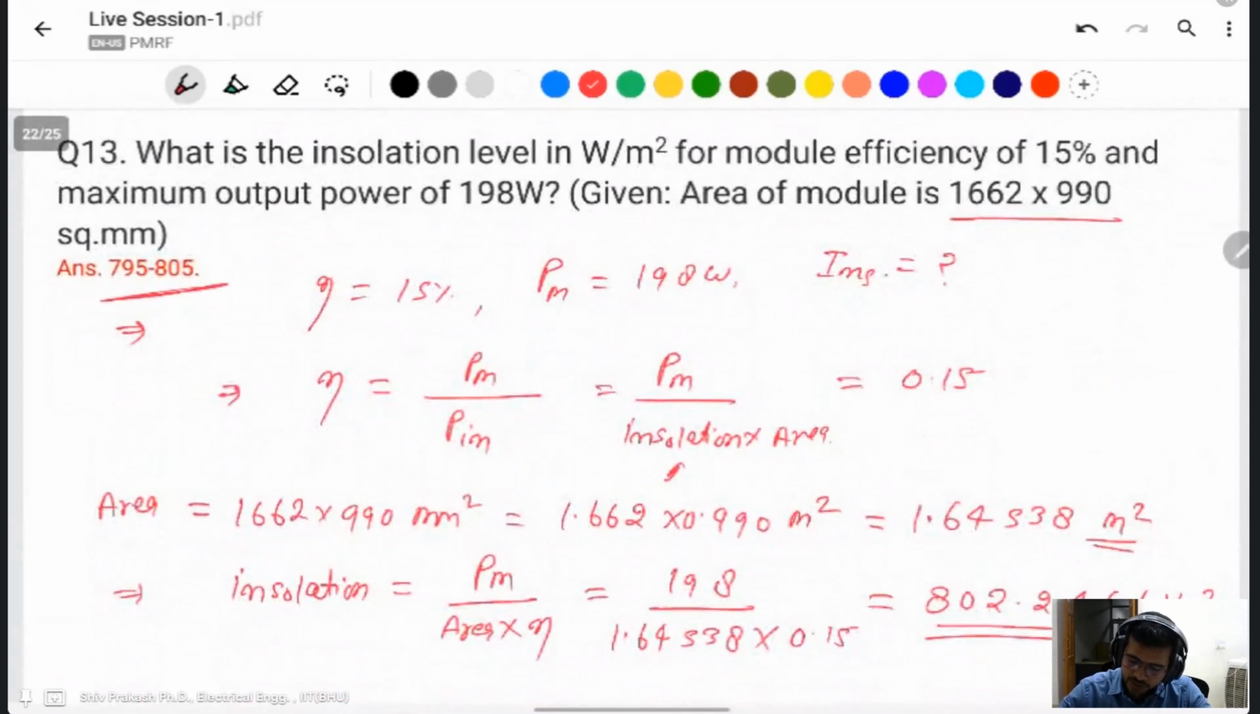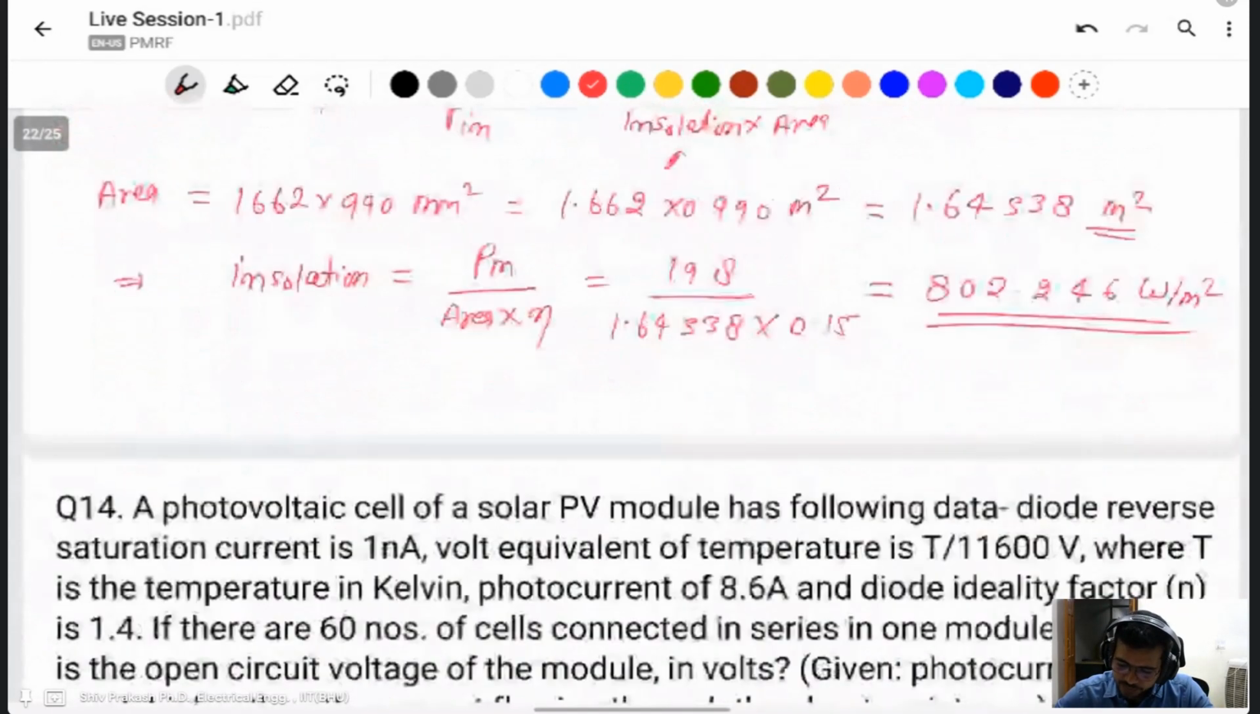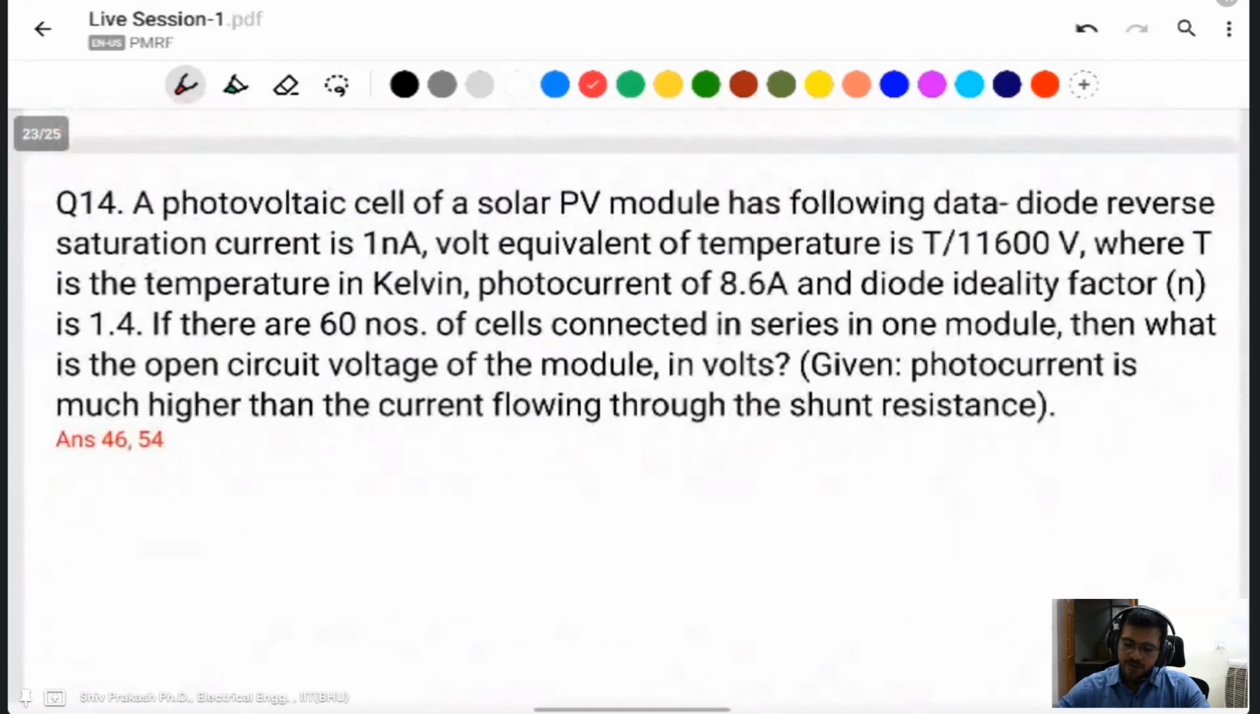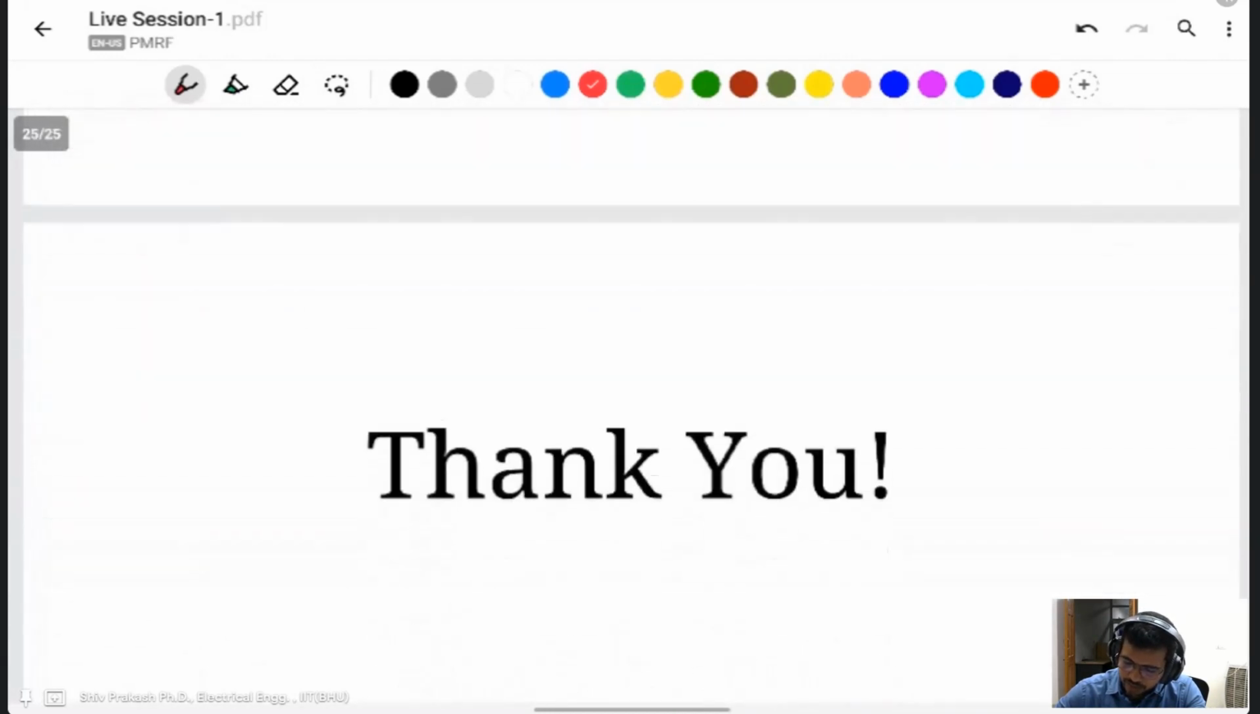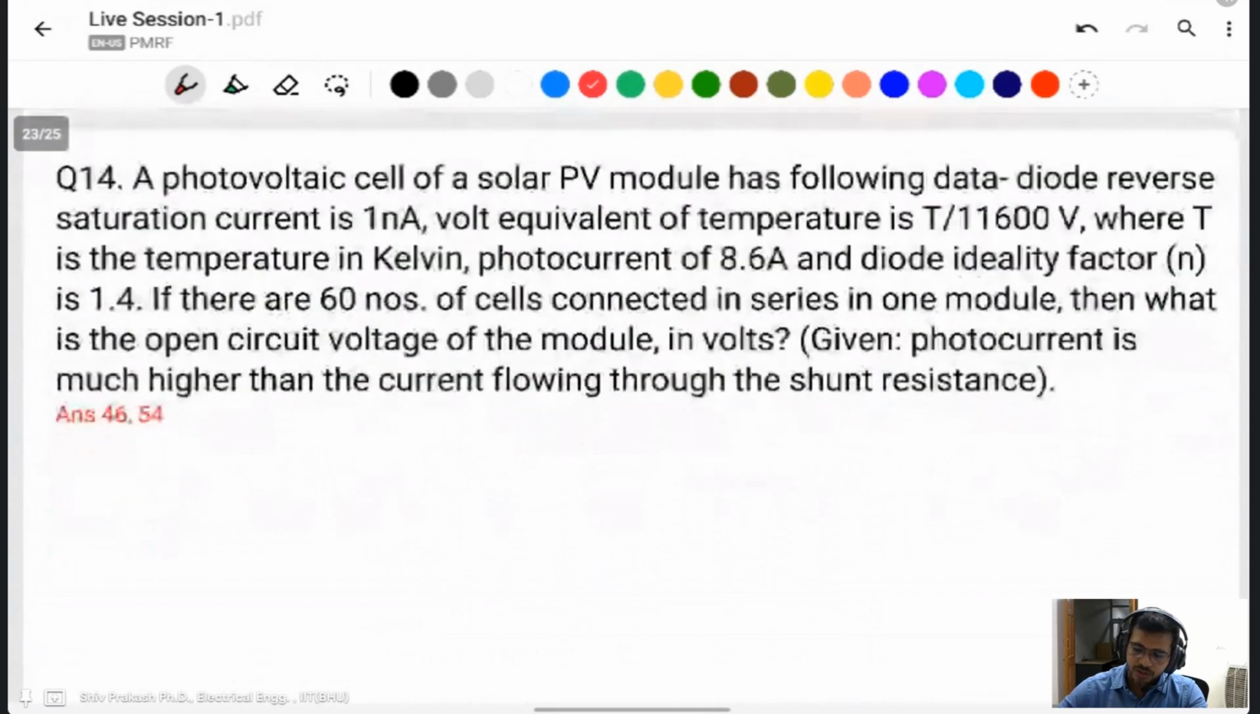It is in the range of 795 to 805 given in the options. This was the last question.